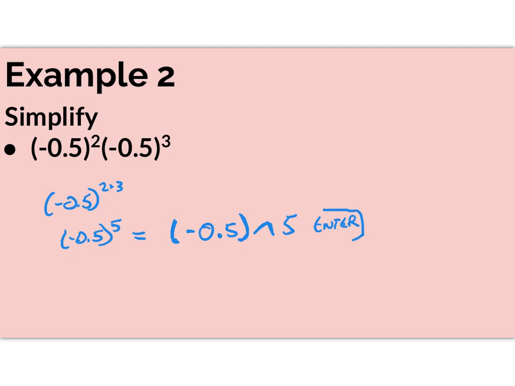I'm assuming that you all have the TI-84 at this point. Let me calculate this for you. And the answer is -0.3125. Because 5 is an odd number, I knew I would get an odd amount of negatives, and an odd amount of negatives gives us a negative answer.